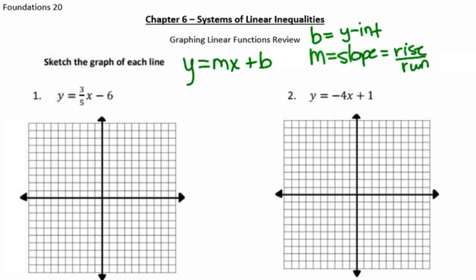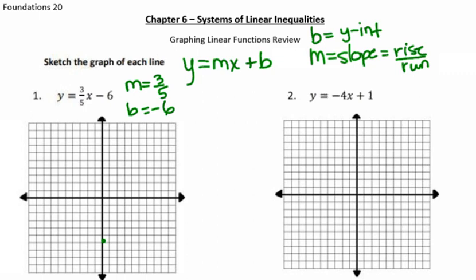So number 1, y equals 3 over 5 x minus 6. So our m, our slope, is 3 over 5, a positive, so I'm going to go up 3 and over 5. And my y-intercept is at negative 6. So I can go ahead and plot that point first. 1, 2, 3, 4, 5, 6. Negative 6 is my y-intercept.